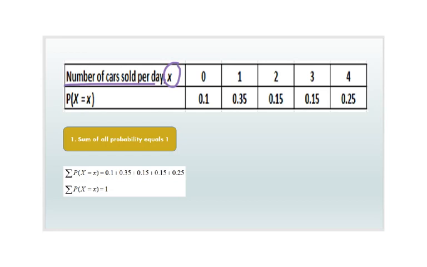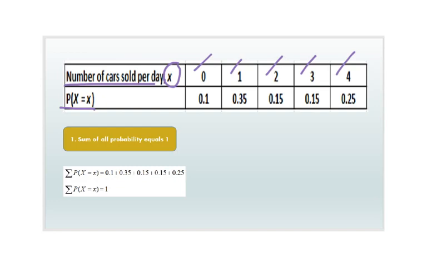And then the second value in the probability distribution is P of x equals x, which is the probability for each value of the data. Let us have a look at the values of the data that we have. The small x values are 0, 1, 2, 3, and 4. So what do all these values mean? Let's say we go with 0. 0 means that there is no car sold in a day.